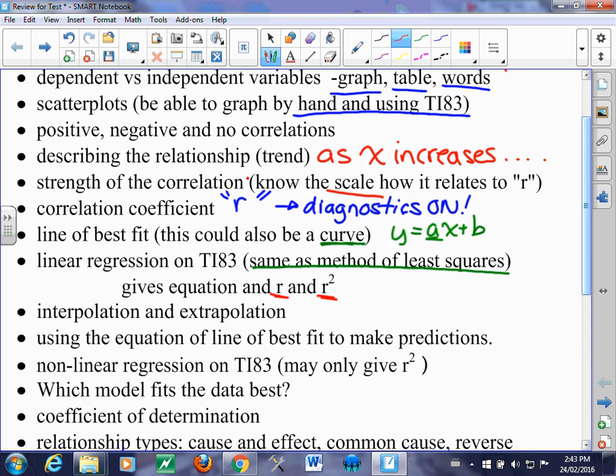Make sure you know the definitions of interpolation and extrapolation. Inter means inside. Extrapolation means to predict based on the future or outside the data set. Next one, use the equation of the line to make predictions.